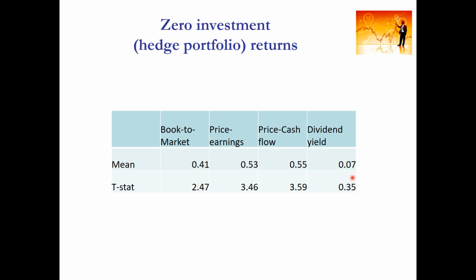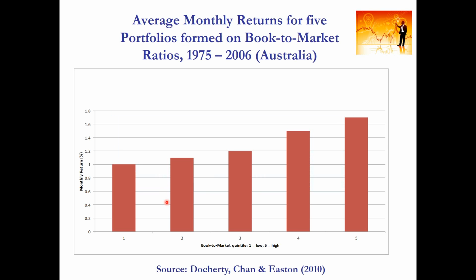So once again, this evidence is consistent with the Fama French finding that the book to market ratio is one of the best predictors of stock returns, and that actually generates a value portfolio that outperforms the growth portfolio. The examples that I just discussed in the last two slides are US evidence. Now, this is Australian evidence.